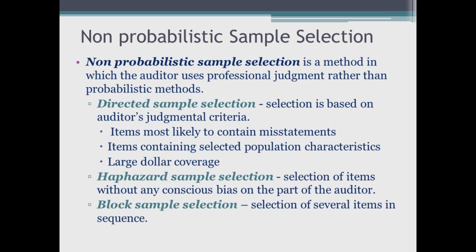There's non-probabilistic sample selection and probabilistic sample selection. So non-probabilistic sample selection, the book talks about at least 3 different methods. The directed sample selection is based on the auditor's judgment criteria. And what you realize with non-probabilistic sample selection is the auditor uses their professional judgment. And so here again is another instance of why it is so important to have a really thorough understanding of the client's business and the client's risk and the industry.